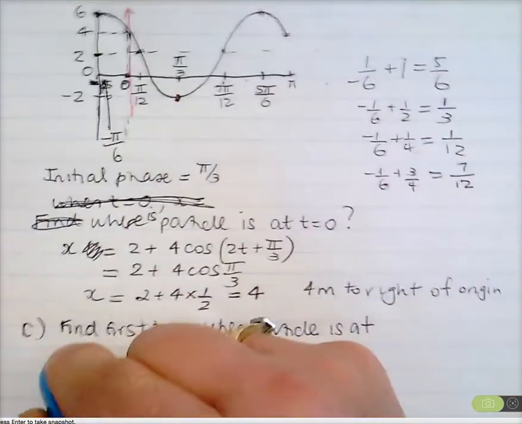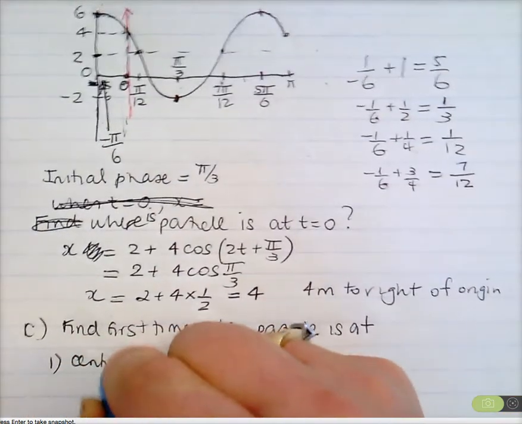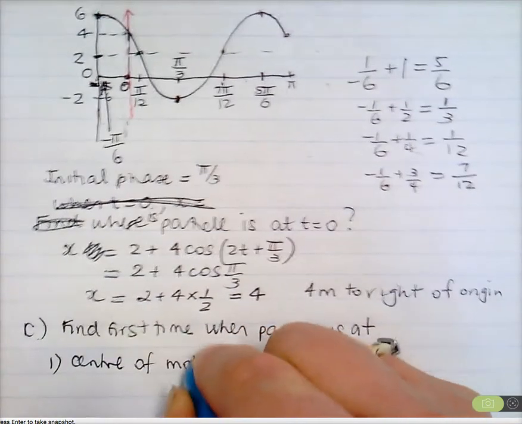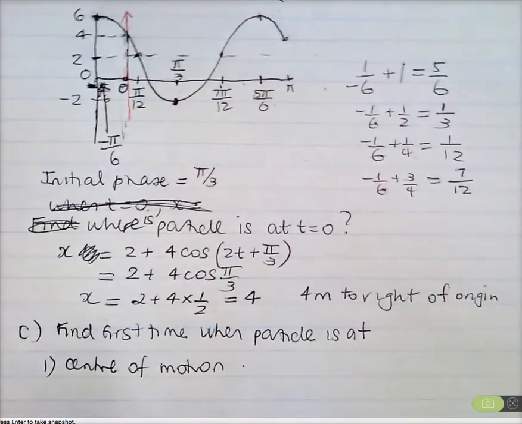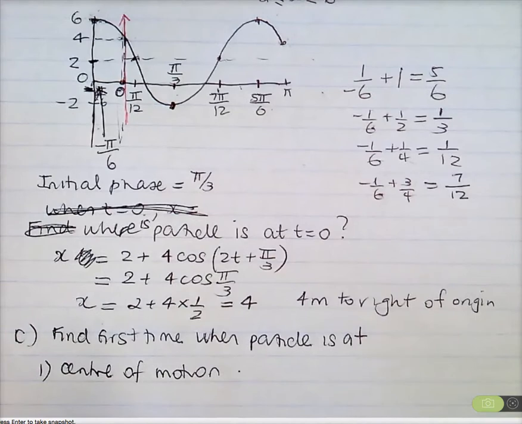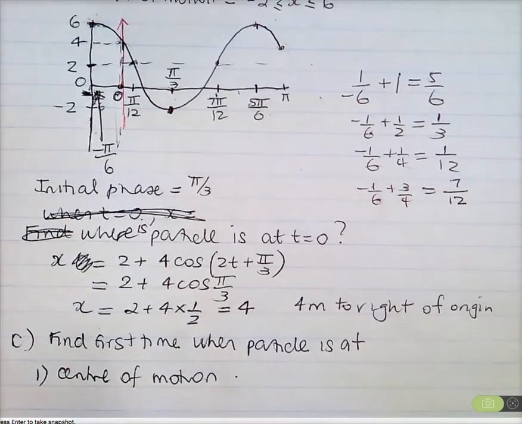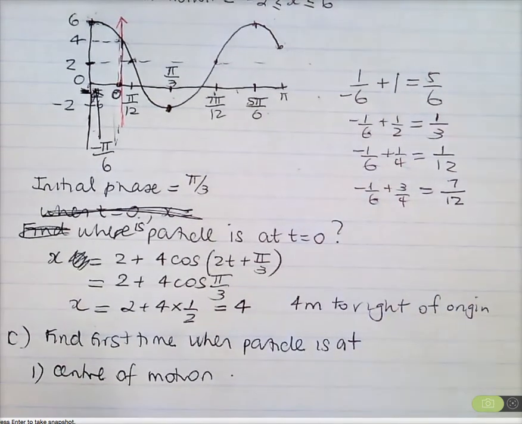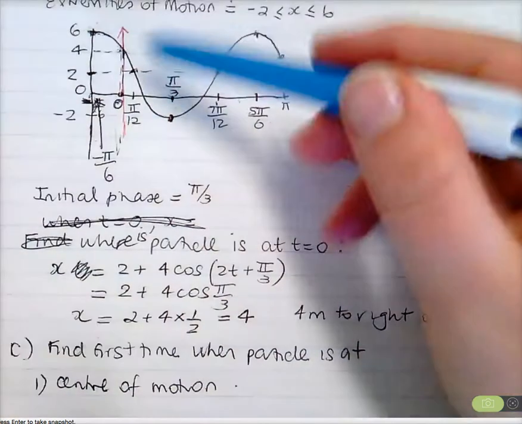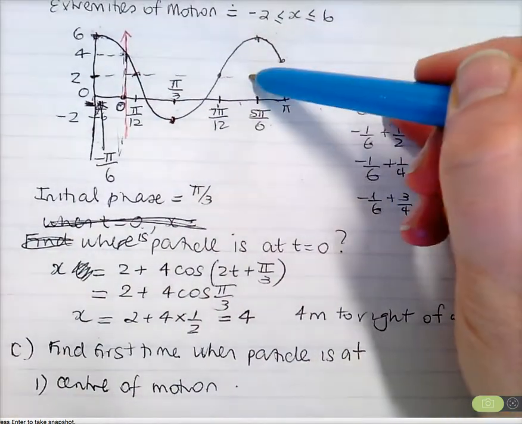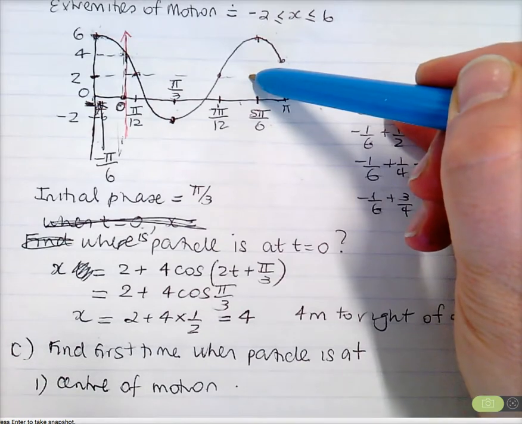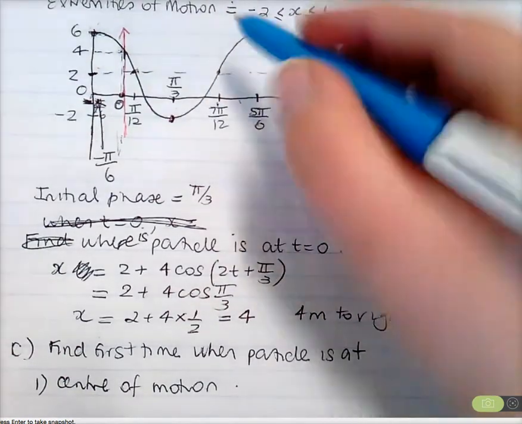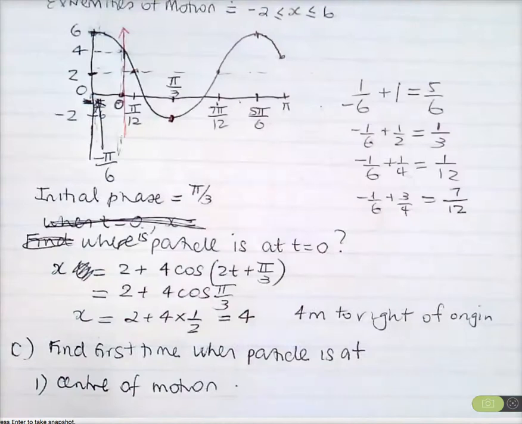Find the first time when the particle is at the center of motion. You can see it already from the diagram. We've already done it. So what is the center of motion? The middle of the amplitude. It goes from there to there, and the middle is this line. Is that the amplitude, in other words? No, it's halfway between the extremities.